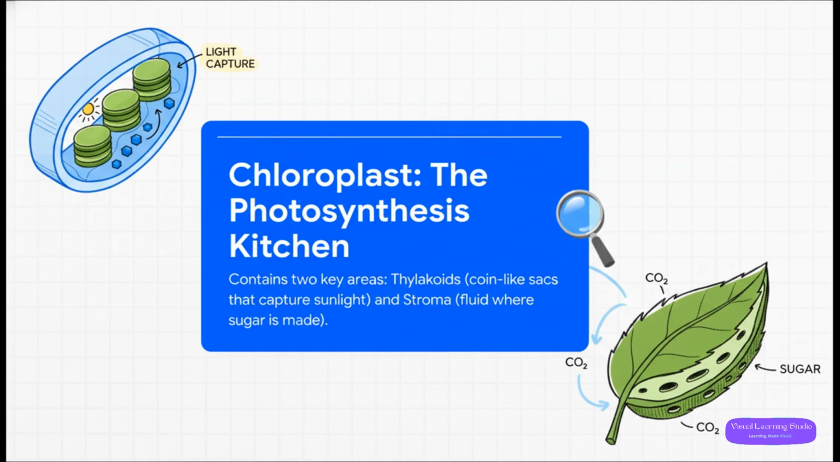They look like little stacks of green coins. Think of this as the stovetop, where all the sunlight is captured. And then you have the stroma, which is the thick fluid all around them. That's like the prep counter, where the sugar is actually put together.